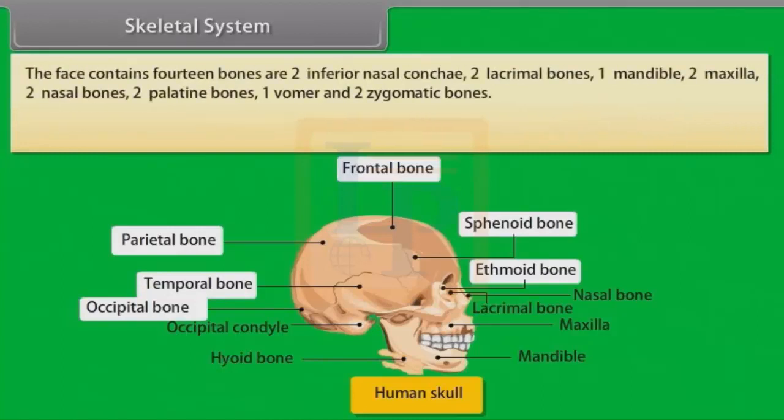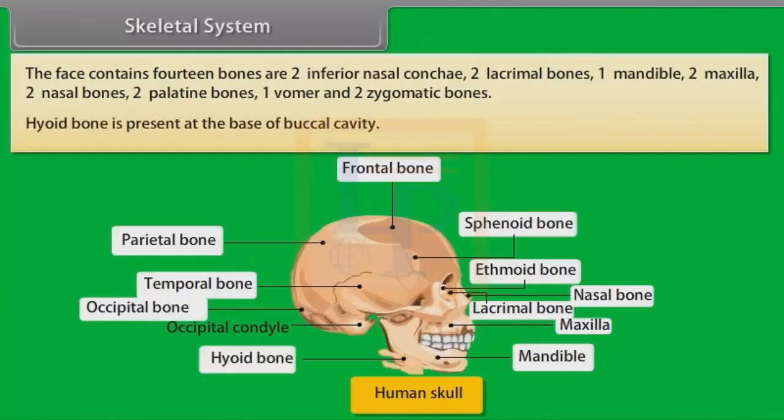The face contains 14 bones: 2 inferior nasal conchae, 2 lacrimal bones, 1 mandible, 2 maxilla, 2 nasal bones, 2 palatine bones, 1 vomer and 2 zygomatic bones. Hyoid bone is present at the base of the buccal cavity.